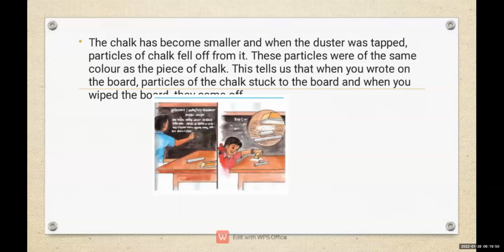Okay, we are going to see this. Now see. As I told you, the chalk has become smaller, and when the duster was tapped, particles of chalk fell off from it. These particles were of the same color as the piece of chalk. When I am writing with a white color chalk, the particles will be of white color. When I'm writing with a pink color chalk, the particles will be of pink color.